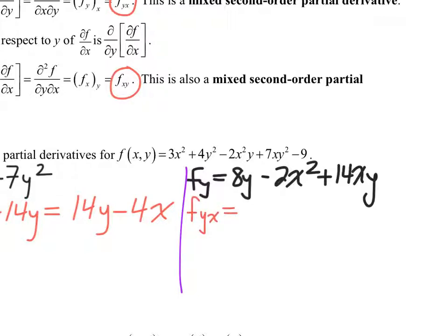f sub yx. I like to do my mixed first. I sometimes bounce back and forth, but there's a little payoff when you do your mixed partials. So anyway, if I take the derivative of 8y, what do I get? 0, because we're going with respect to x. Negative 2x squared, minus 4x, plus 14y. That's my payoff. That's the same as saying 14y minus 4x.